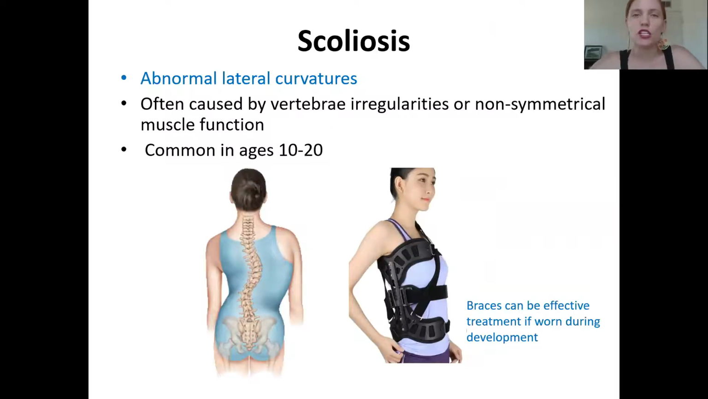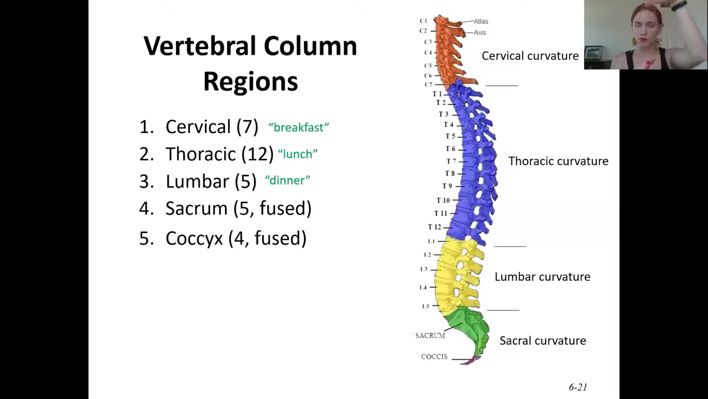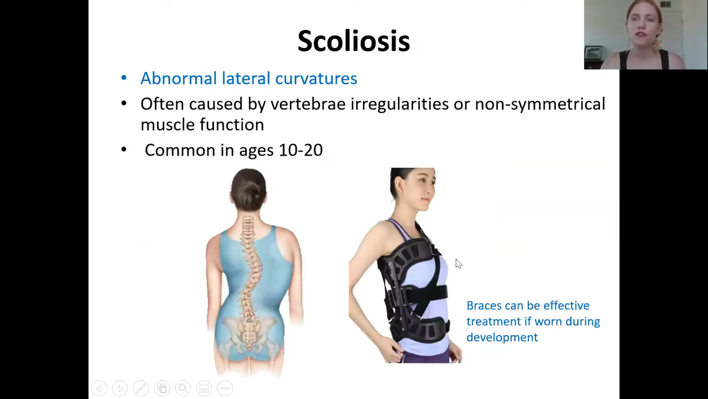Okay, so let's also talk a little bit about some pathology. So when you put the vertebral column in place, you do have anterior and posterior kind of curvatures. Okay, see the curvature here. But if you have curvatures laterally, okay, so off to the side where it's not supposed to, for example, right here, that is called scoliosis.